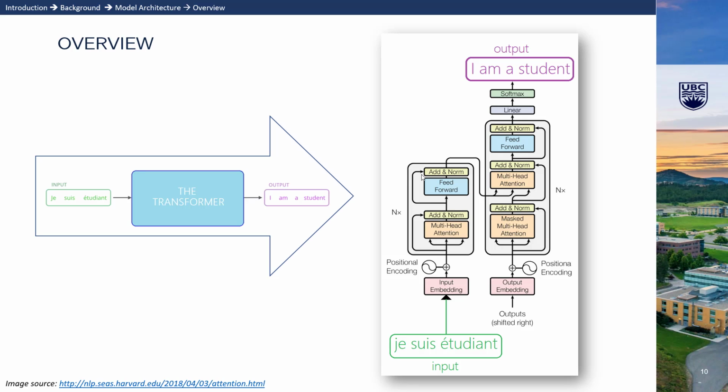From here, we can see that the encoder is on the left-hand side and the decoders are on the right-hand side. Both encoder and decoder are composed of modules that can be stacked on top of each other multiple times, which is described as Nx in the figure.